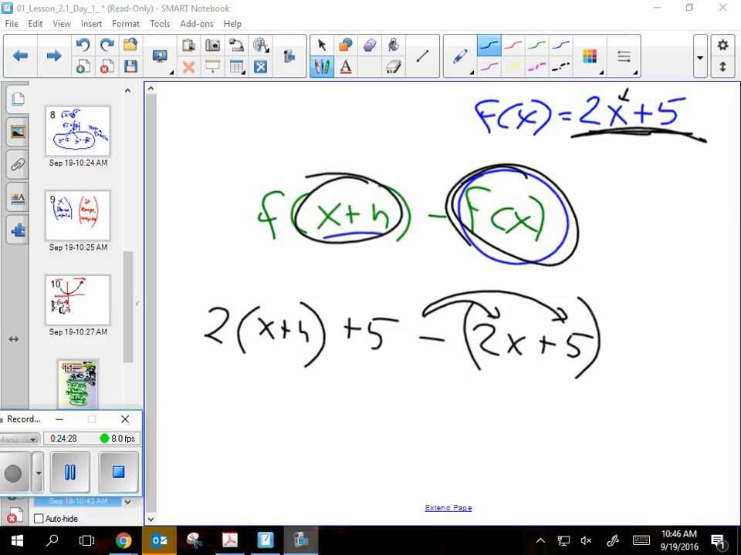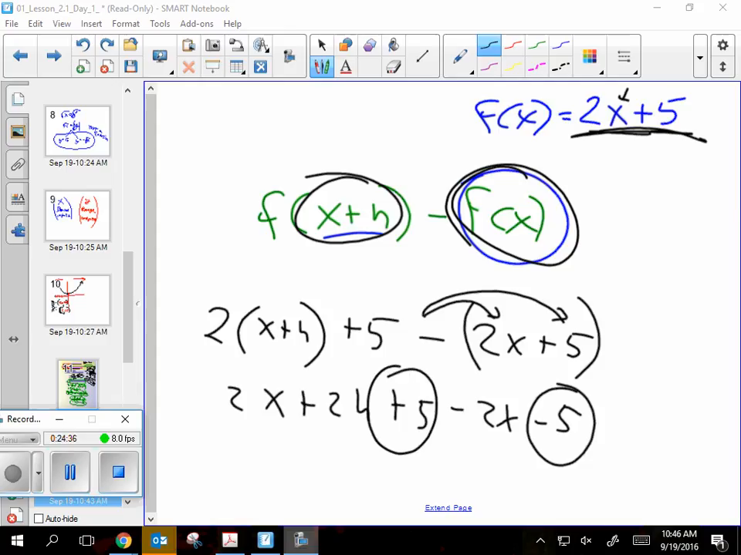Okay, so then 2x plus 2h plus 5 minus 2x minus 5, and the plus 5 cancel. The 2h, and this is supposed to be an h. No, it's supposed to be an x, sorry. 2x. Sorry, I just circled the wrong thing. That's the problem. 2x and the negative 2x cancel, and that leaves me with just 2h.